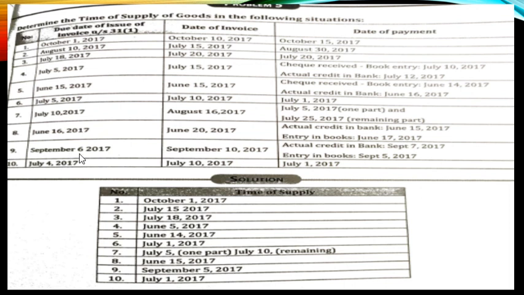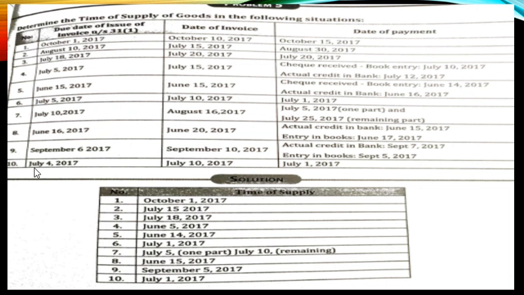Then ninth: September 6, 2017 is the invoice issued by the supplier, and the date in the invoice is September 10, 2017. Actual credit in the bank is September 7, 2017. Entry in the books is September 5, 2017. Among these, entry in the books is earlier. So September 5th, 2017 will be considered as time of supply.